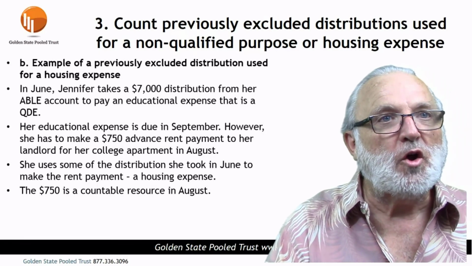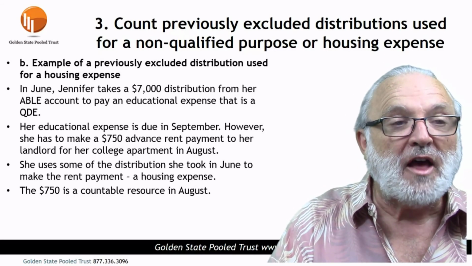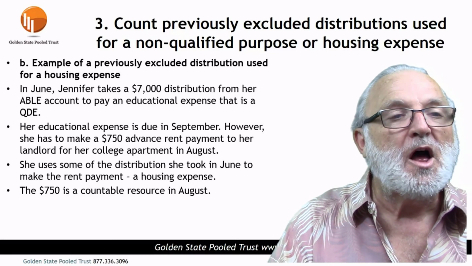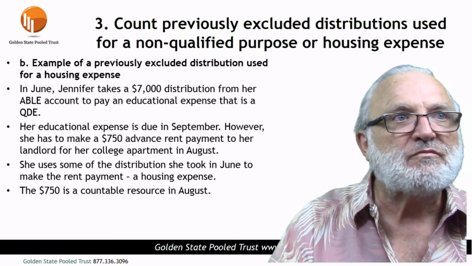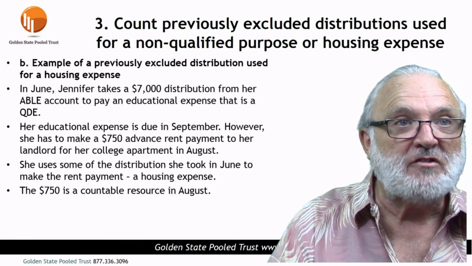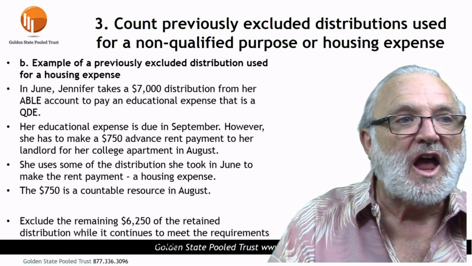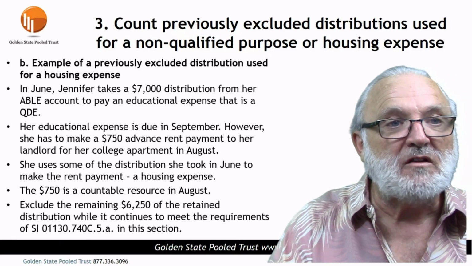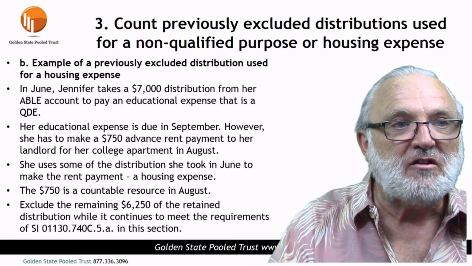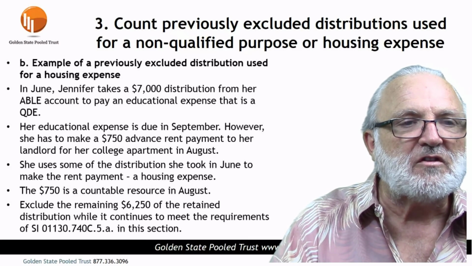Once again, notice she took out the funds in June, and if this had all happened in June, there wouldn't be a problem. But she made the payment even though her intention originally was to use it for educational expenses. She took that and spent it on housing in August, and that's why it became a countable resource. Exclude the remaining $6,250 of the retained distribution while it continues to meet the requirements of this section.